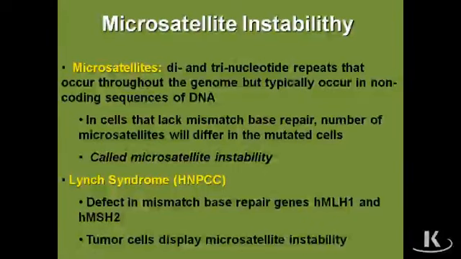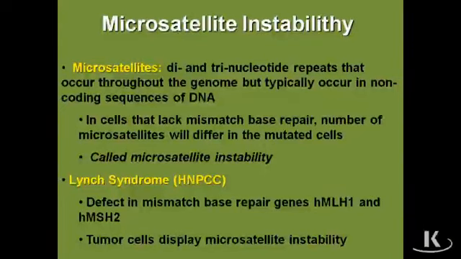The relevance of microsatellite instability is that cells that lack mismatch base repair, because either they've acquired a mutation, a person's inherited mutation defects in those genes, or they've somehow acquired a mutation through the environment to one of those mismatch base repair genes, in those individuals the number of microsatellites will remain the same, but they'll have microsatellite instability. What microsatellite instability means is that the number of di- and trinucleotide repeats within those specific regions will tend to be different from one cell to another.